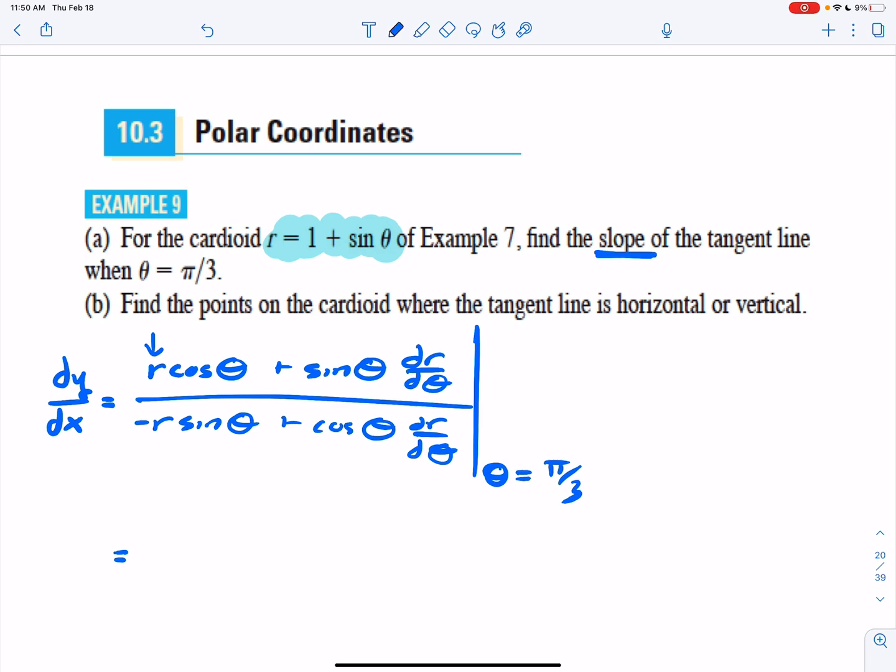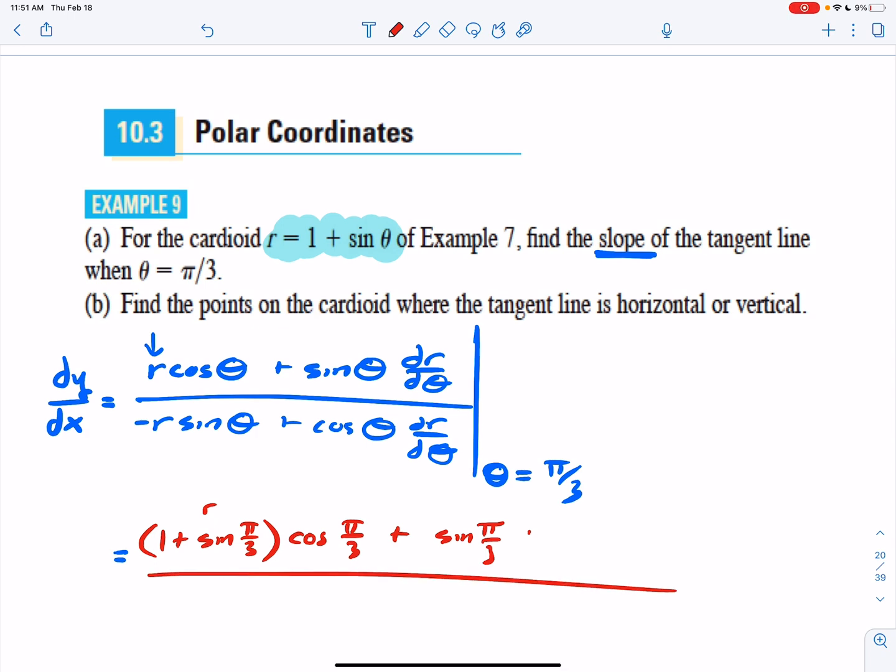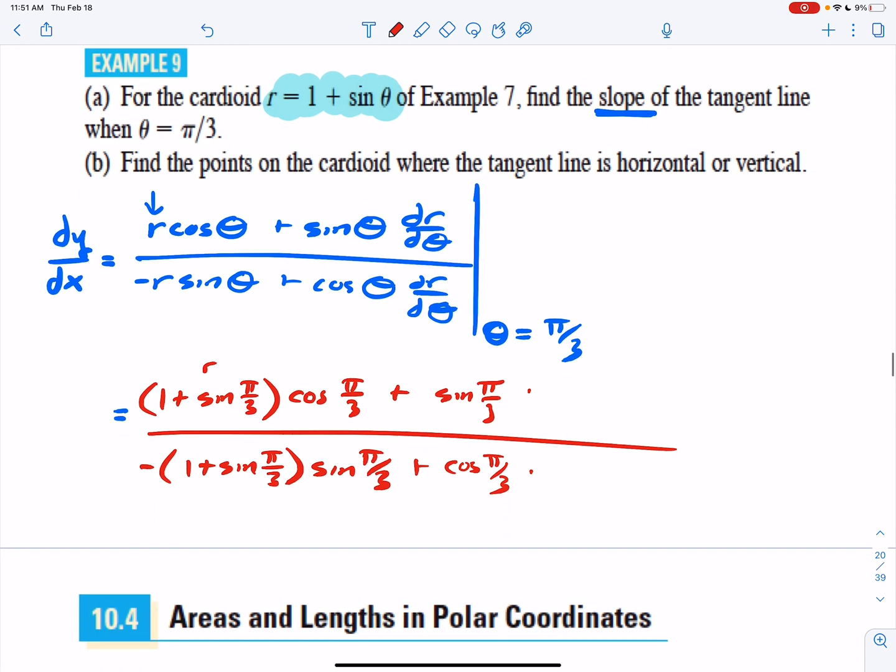Okay? So that is going to be 1 plus the sine of pi over 3. That's my r, you guys. All right? Cosine of pi over 3 plus sine of pi over 3 times, and we'll come back to that derivative in a second, okay? All over negative 1 plus sine of pi over 3 times the sine of pi over 3 plus the cosine of pi over 3 times the derivative. All I'm doing is I'm plugging stuff in, okay?